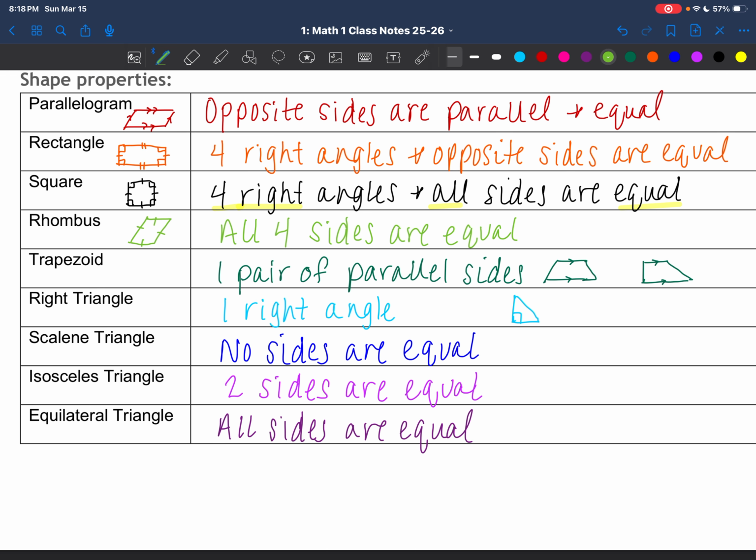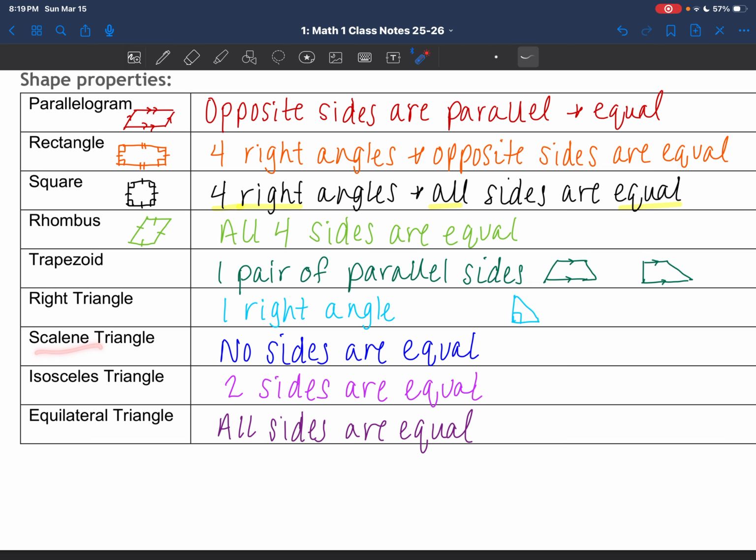Trapezoid, I put some pictures here already. So trapezoid, we usually think of it as having 4 sides, but what's important here is that you have 1 pair of parallel sides. And a right triangle is a triangle that has 1 right angle. Can't have more than 1 because then the angles would add up to greater than 180 degrees.